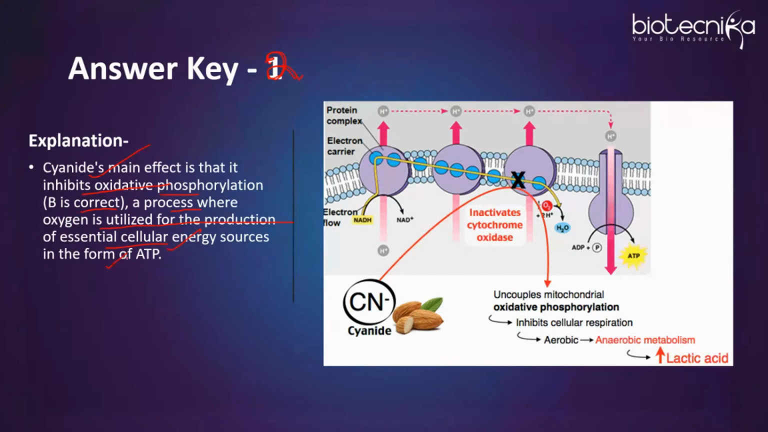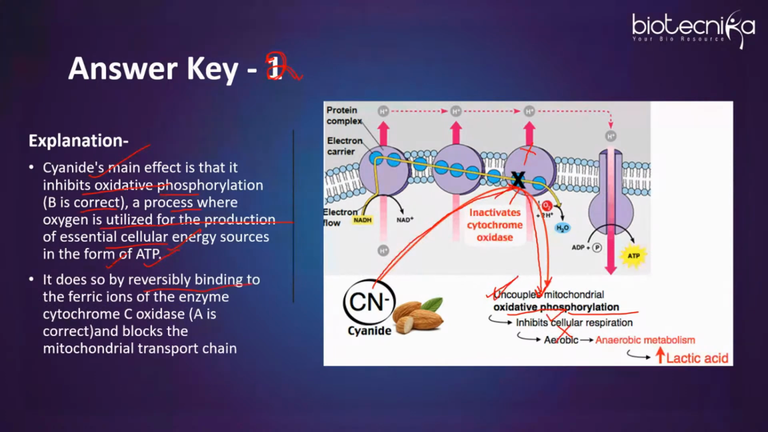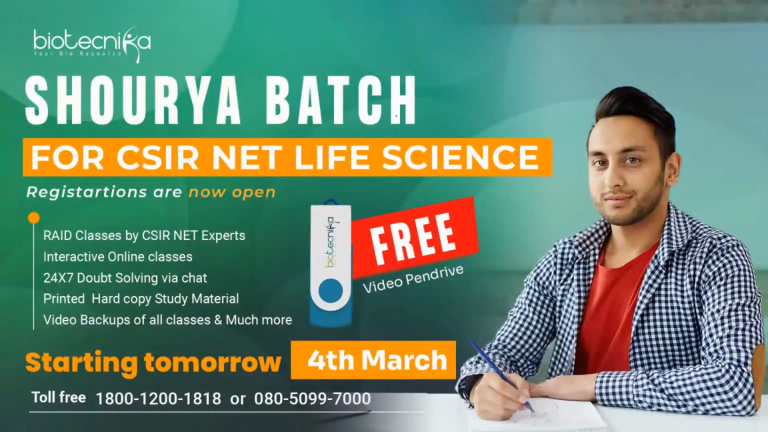Yes, energy sources in the form of ATP. You can see that it uncouples mitochondrial oxidative phosphorylation. See, cyanide treatment, what is it doing? It is inactivating complex 4. Because of complex 4, you can see there is an uncoupling of the mitochondrial oxidative phosphorylation. So there is no cellular respiration. So A and B is correct. It does so by reversibly binding to the ferric ions of cytochrome c oxidase and blocks electron transport. Right? So that's all from my end.